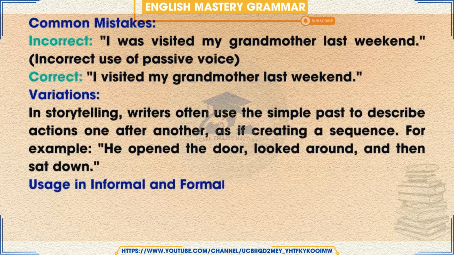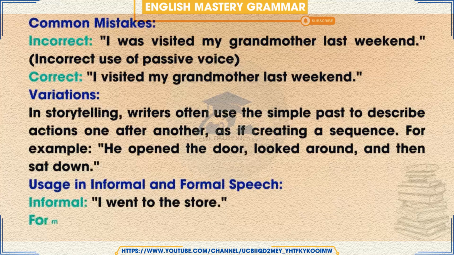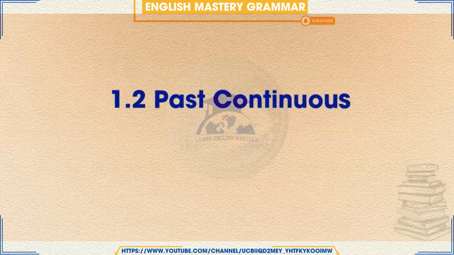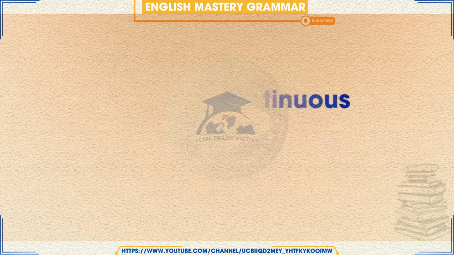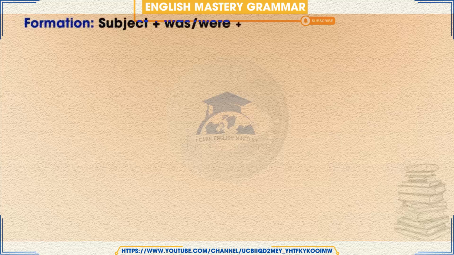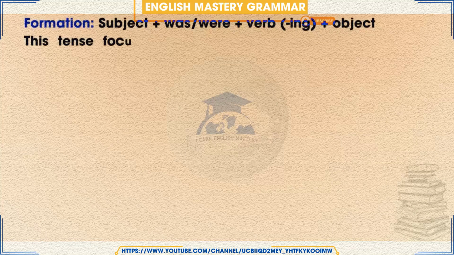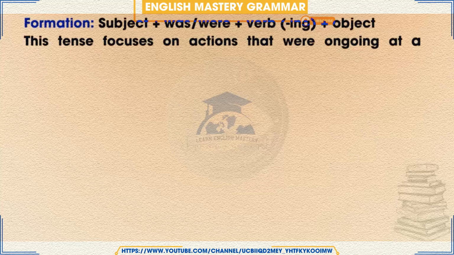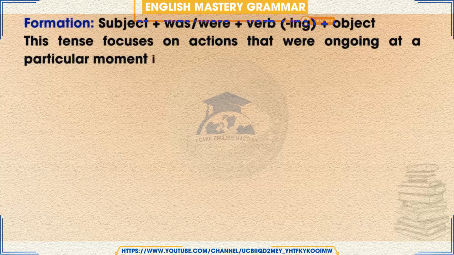Usage in informal and formal speech. Informal: I went to the store. Formal: I attended the meeting yesterday. 1.2 Past continuous. Formation: subject plus was or were plus verb-ing plus object. This tense focuses on actions that were ongoing at a particular moment in the past.